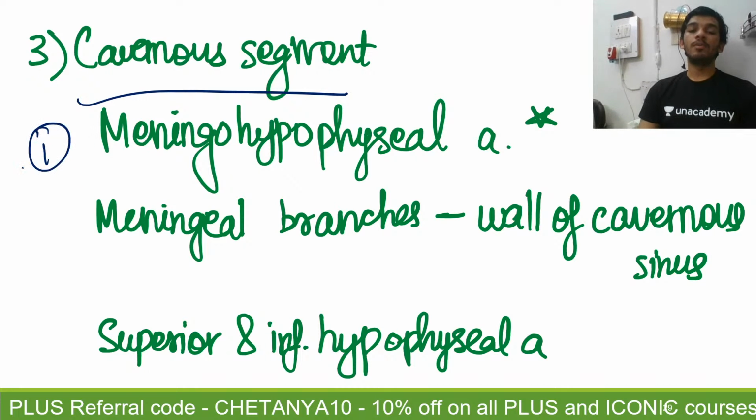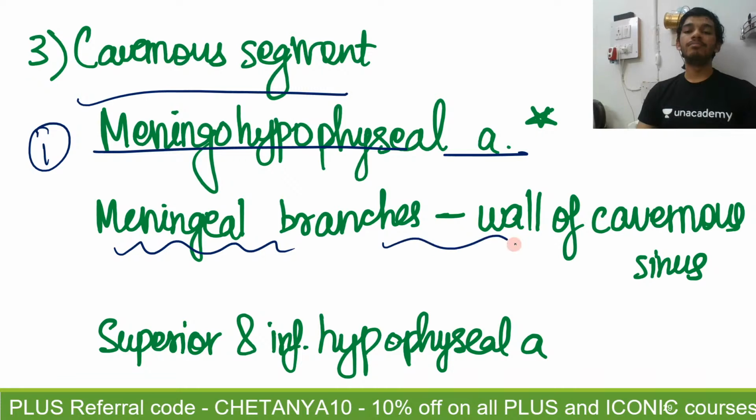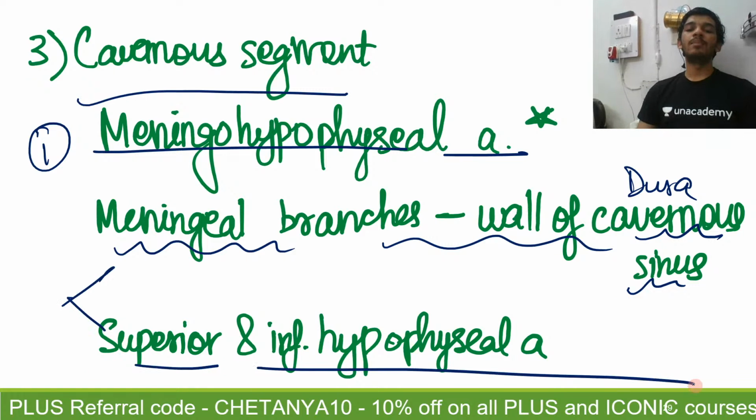One is the meningiohypophyseal artery, right? And meningiohypophyseal artery will help you remember everything, because it has a few meningeal branches which supply the meningeal walls of the cavernous sinus, which are made out of dura, inner and outer layers. And then it also gives the superior and inferior hypophyseal arteries.